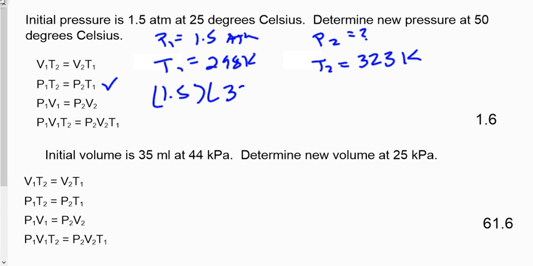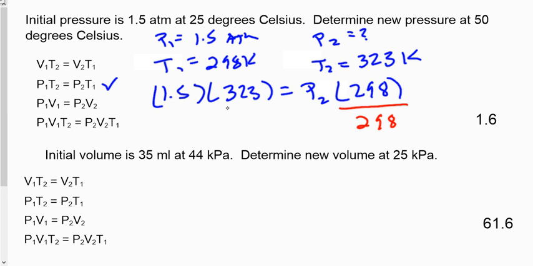That's 323 equals P2. We don't know that one. So I'll say P2 there. That's one we're trying to solve. And then T1 is right there, so 298 goes there. All right, now mathematically, what am I going to do? I need to get P2 by itself. So I'm going to divide by 298 on both sides to get P2 all by itself.